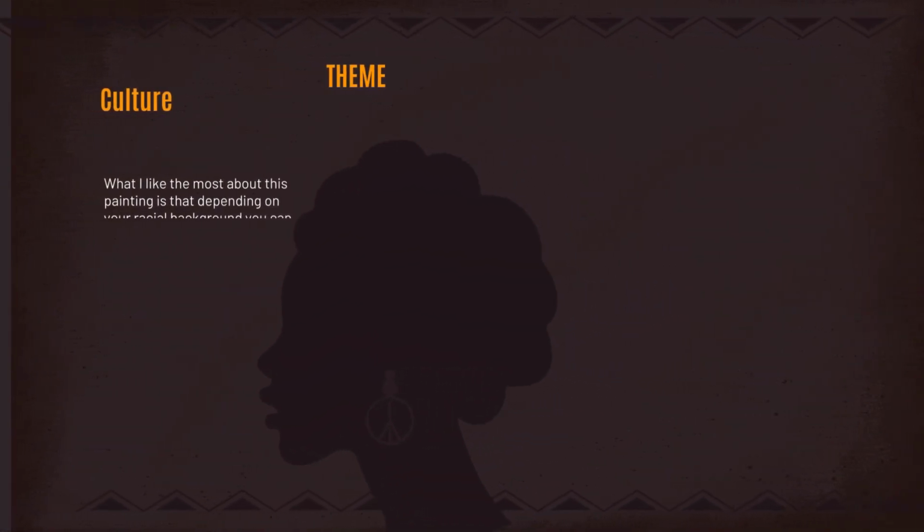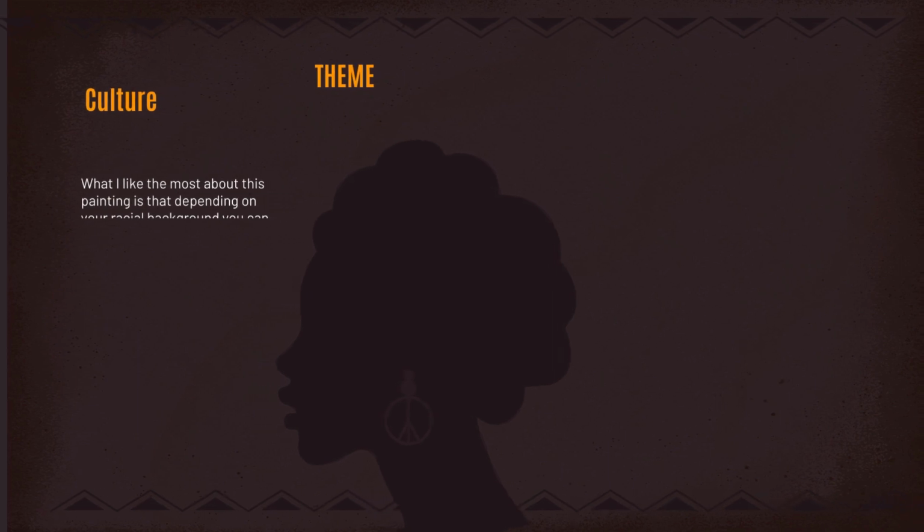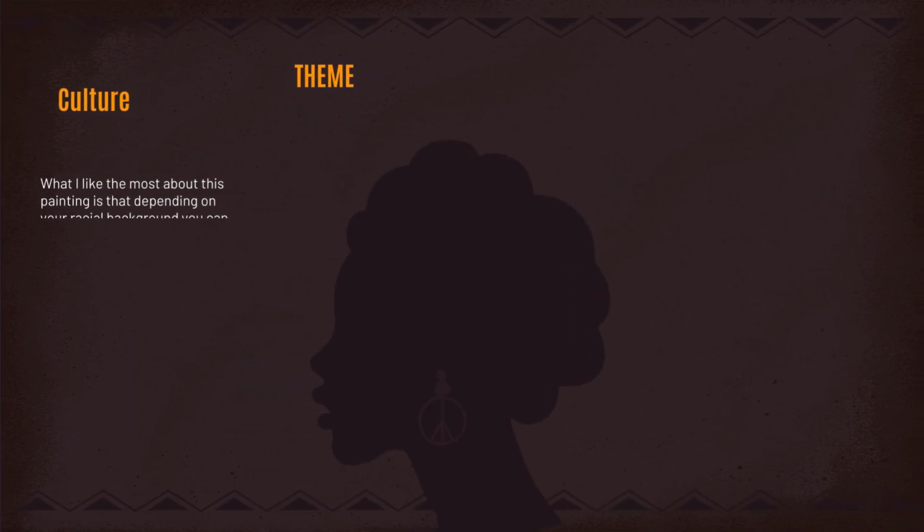So, the theme that I chose was culture. What I like the most about this painting is that depending on your racial background, you can have a different opinion of the painting. As someone who is black, I can see this painting as all the other races against black people. No one is wanting to move forward, and that's how it is in society. White people are on one edge and black people are on the next. Society has made people against each other, and in this painting, even though they are locking arms with each other, no one is moving forward.